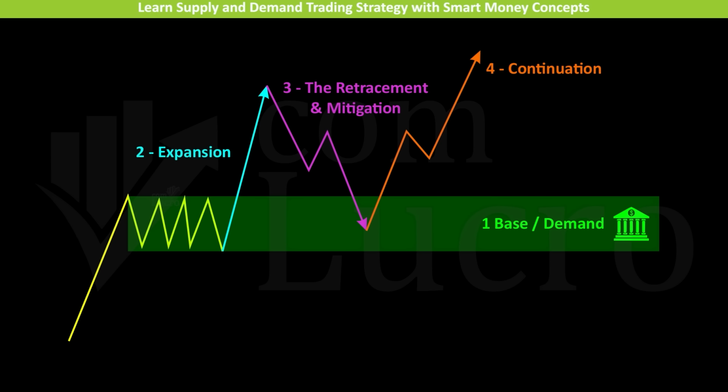Now let us step back and look at the broader structure. Everything unfolds through four main phases: the base, the expansion, which can be either a rally or a sell-off, the retracement with mitigation, and finally, the continuation. And this is the most important part. Our attention is always on the continuation phase, because that is where the highest probability trade opportunities appear.